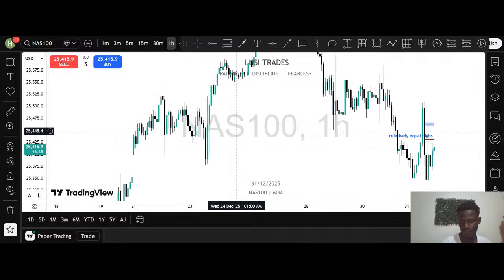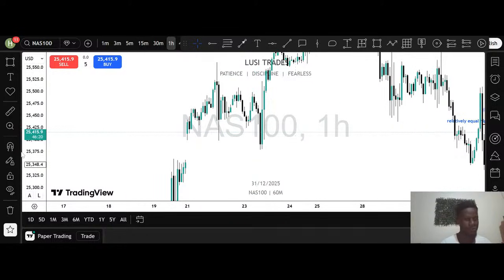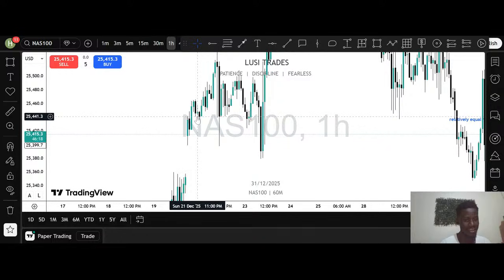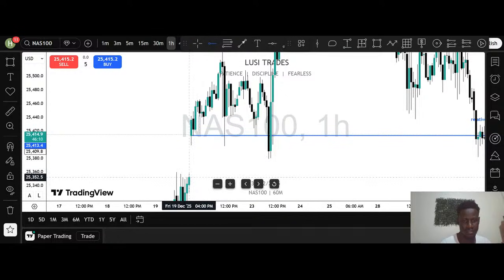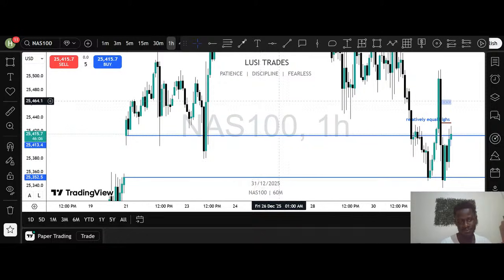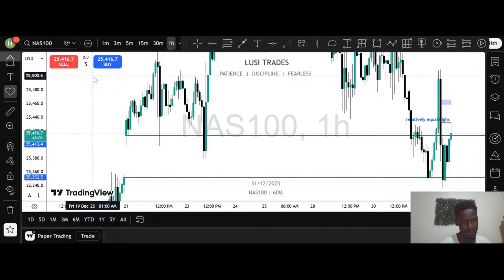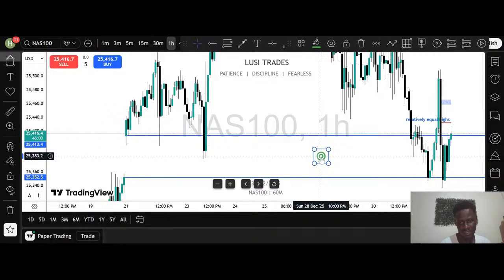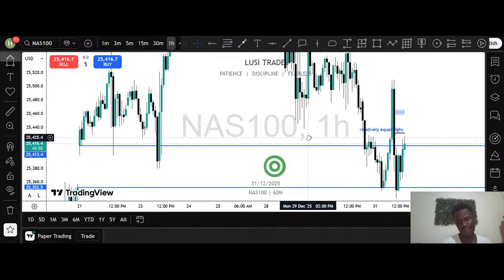So from Monday, we've been eyeing this new week opening up. From Monday, basically, I've just been bearish. So this new week opening up, this is where I've been eyeing. The whole of this week, I wanted to see price tap into this level.